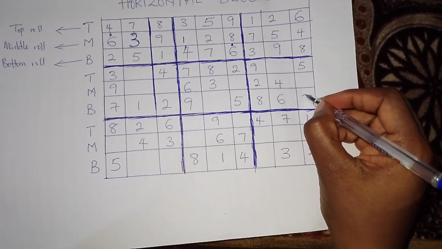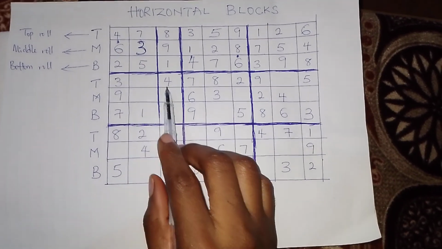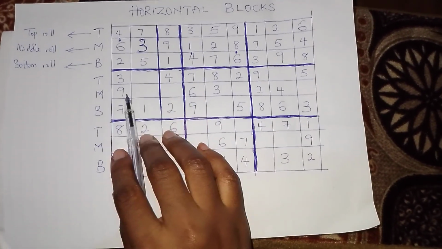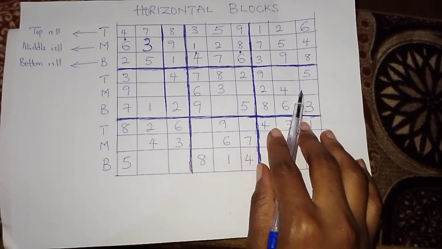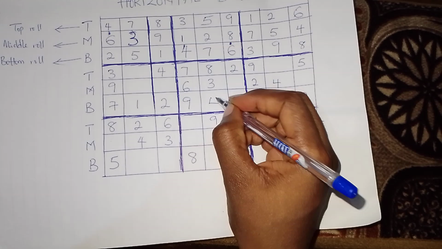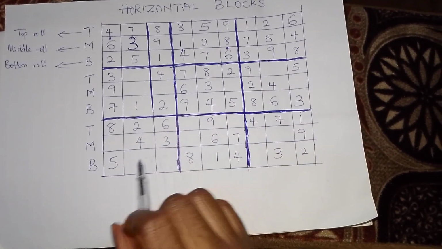So 3 we have to slot in here. Then we move to 4. We have 4 at the top here. In the first block, we have 4 at the middle in the third block. So we're looking for 4 at the bottom of the second block. So that's slotted already.